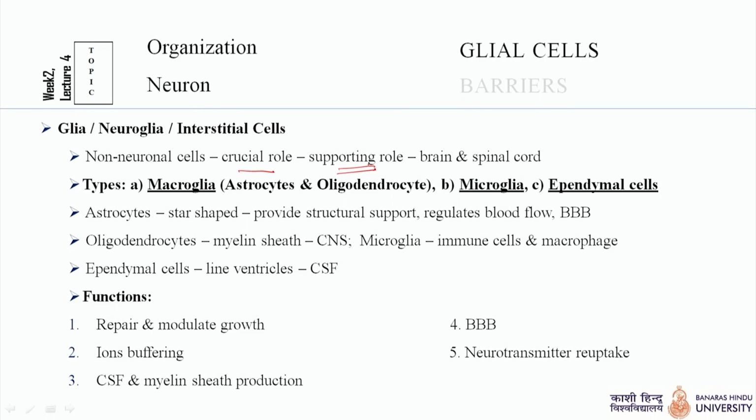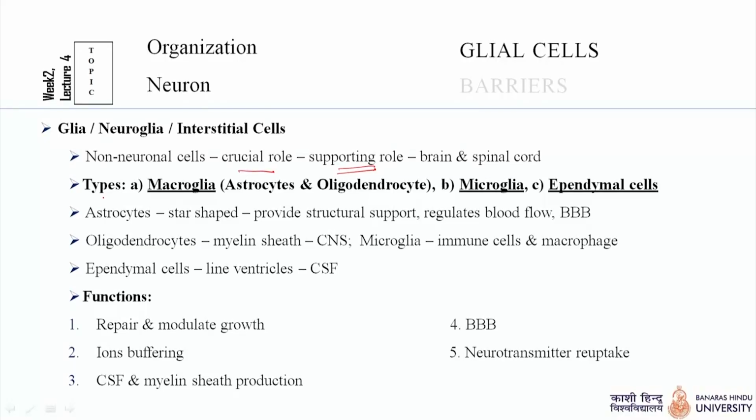Whenever there is damage or death of neurons, that place is replaced by the glial cells, or neuroglial cells, or supporting cells, or interstitial cells. The glial cells are broadly classified into three types: macroglia, microglia, and ependymal cells. The macroglia is further classified into astrocytes and oligodendrocytes.